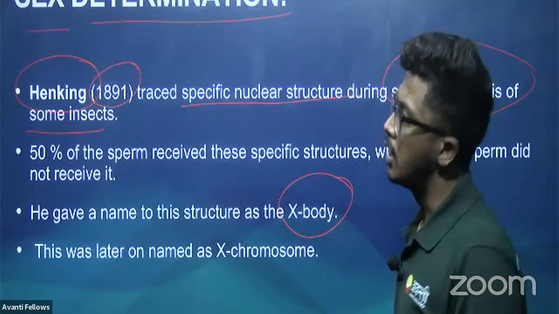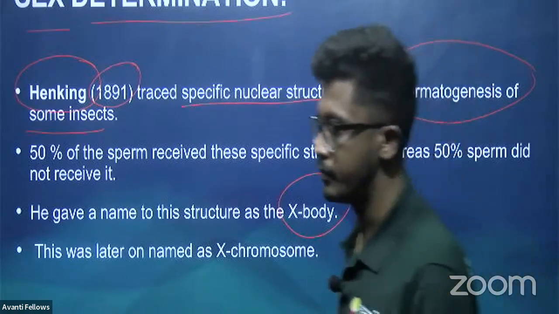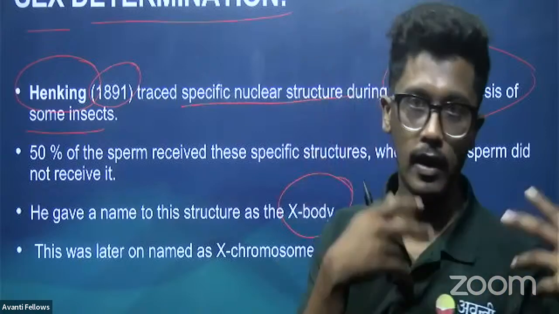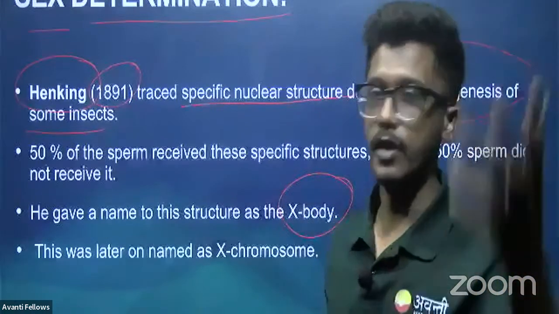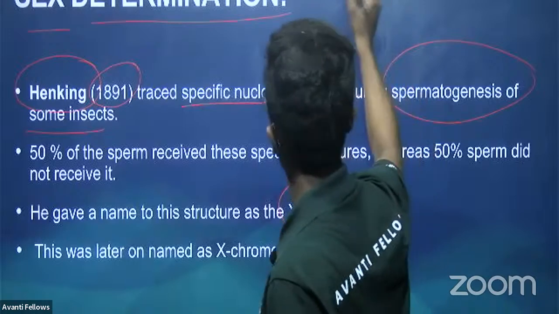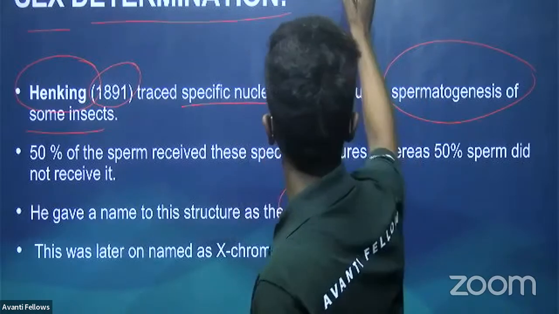Now you understand. What is it talking about? Imagine a particular organism, a male, produces sperms, right? When he produces sperms, we know that in male genetics, we have 46 chromosomes.